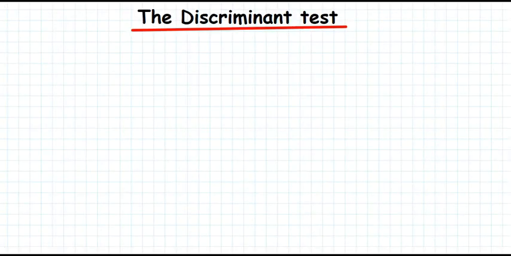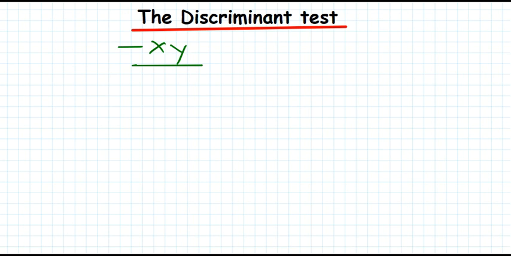Alright, so we've talked about the rotation of axes. Now I want to talk about the discriminant test. This is another way, instead of actually eliminating the x and y term, in a case where they ask you to identify the conic section, you can use a discriminant test to help you do that. So the concept is very simple.